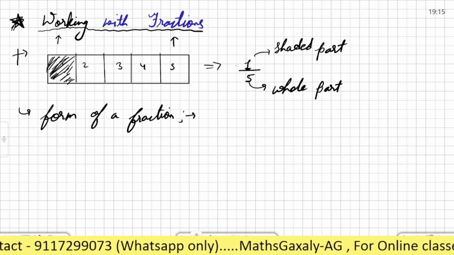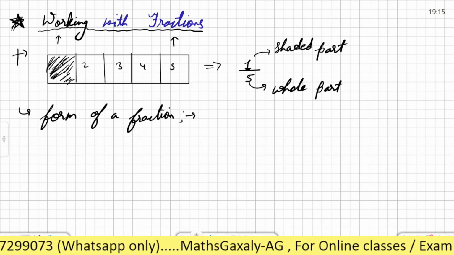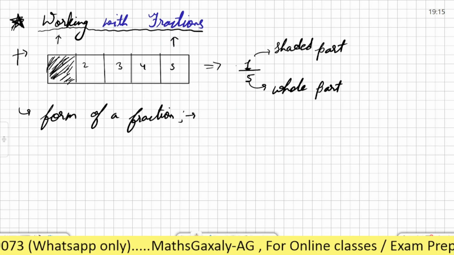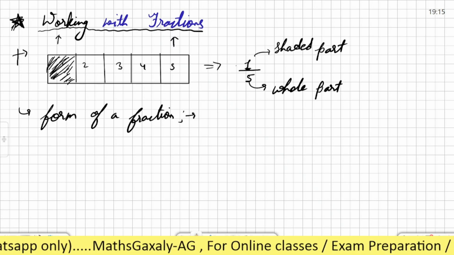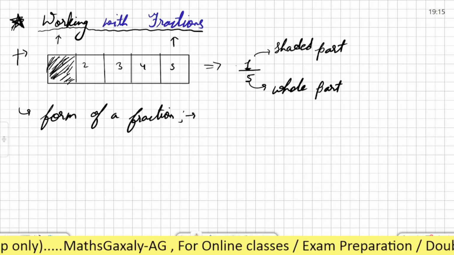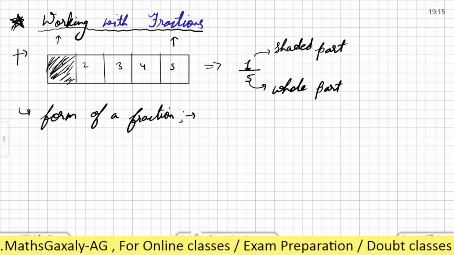So generally, the general form of anything we represent with the help of variables, because when we write the fraction 1 by 5, it will represent a specific part, or a specific value.